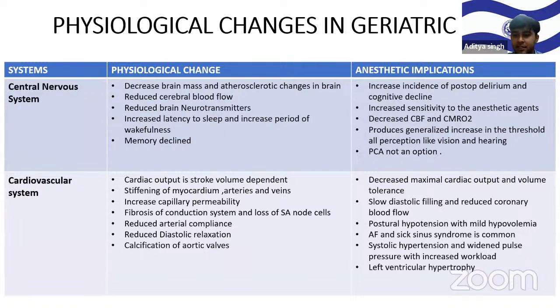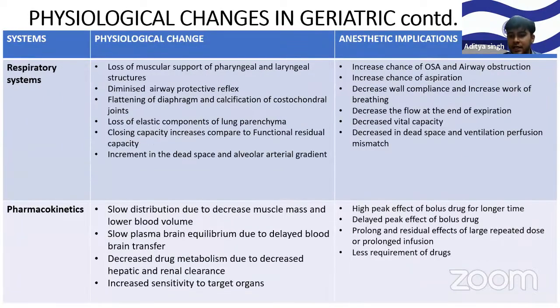Coming to the cardiovascular system, there is a stiffening of the myocardium, which causes diastolic dysfunction or increased filling pressure. Also, there is fibrosis of the conduction system, which causes arrhythmia. In the vascular system, there is a stiffening of the vessels, which causes systolic hypertension or widens the pulse pressure. In the respiratory system, there is a loss of the muscular support of the upper airway, which causes upper airway obstruction. Also there is a decrease in the protective reflexes in the geriatric patient, a decreased coughing reflex or swallowing reflex, which makes them prone to aspiration.